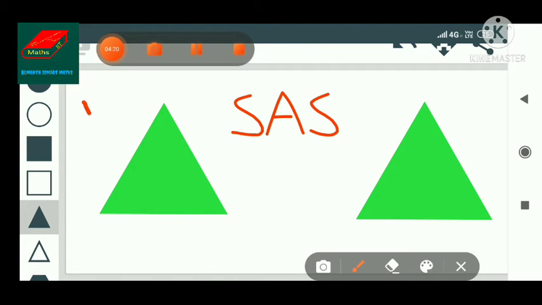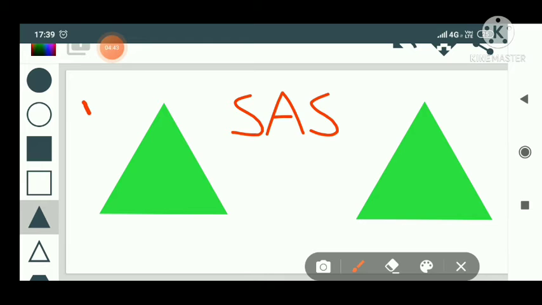So now let us learn about SAS congruency. S means side, A means angle, and the other is side. The SAS definition is if any two sides and the angle included between the sides of one triangle are equal to the corresponding two sides and the angle between the sides of the second triangle. What is meant by the angle between the two sides?